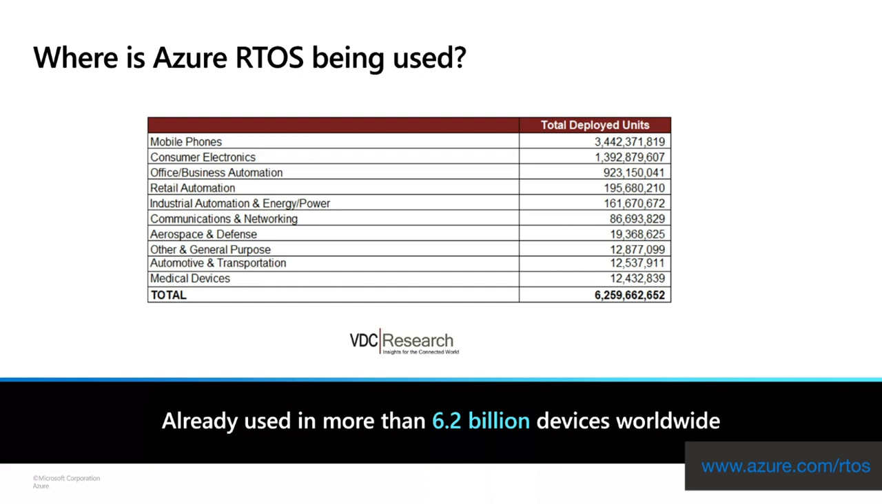And I should mention, too, that the 6.2 billion number is as of 2017. The run rate for that, the number of deployments per year, extrapolating that out to 2020 today would put that over 7 billion easily. We need to go back and get that refreshed, obviously.